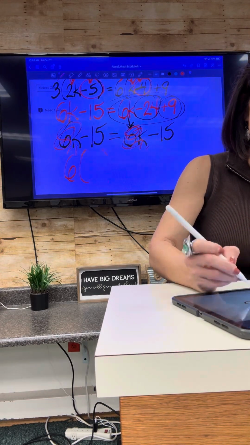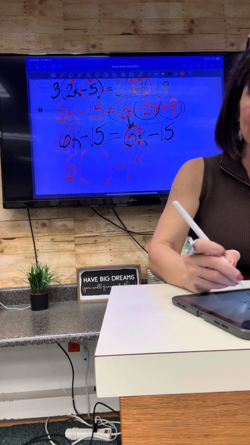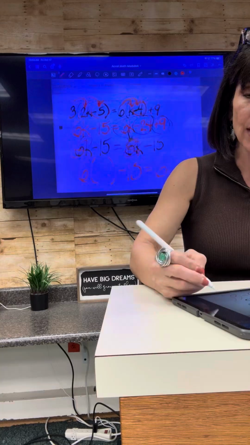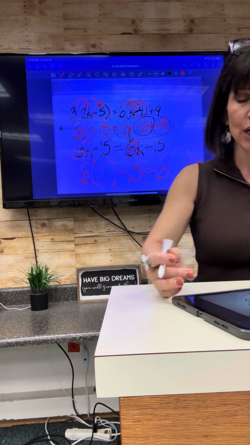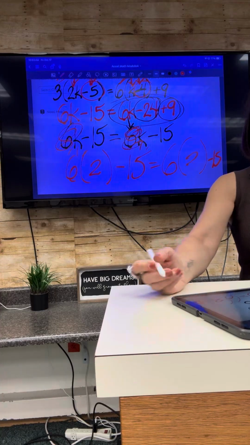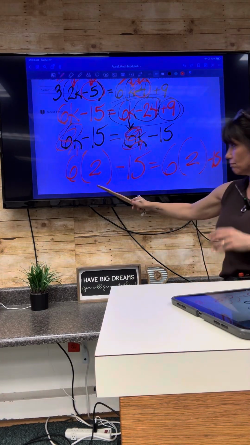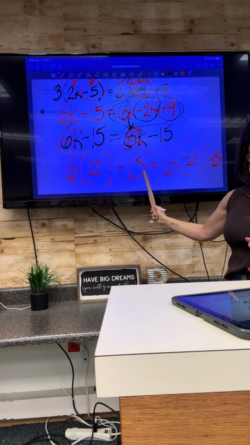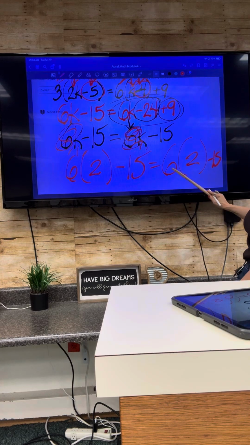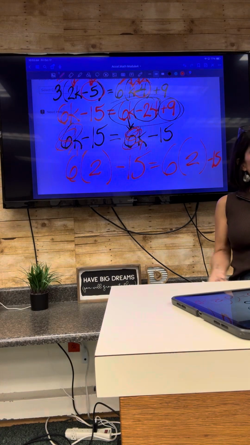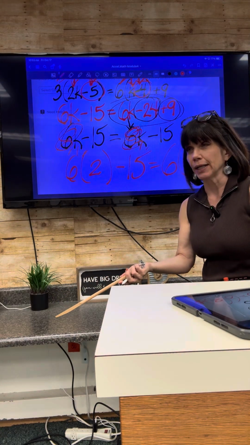6k, I'm going to put parentheses there, minus 15 equals 6k, I'll put parentheses there, minus 15. So guys, if I put a 2 here, what is 6 times 2? 12. Take away 15, would I land on negative 3? Yes. So I would have negative 3 equals negative 3, wouldn't I?